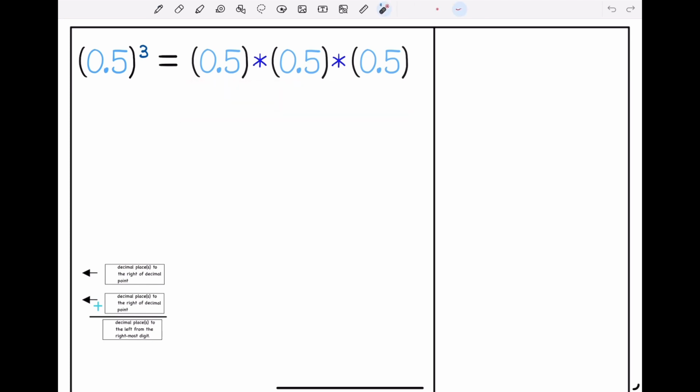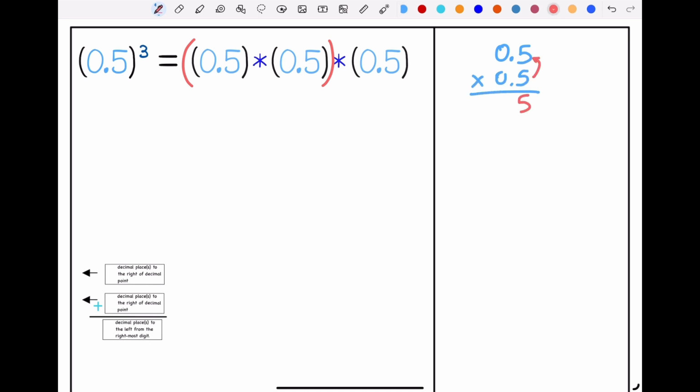So what we're going to do is use the associative property, multiply 2 numbers at a time, and continue that process until we run out of 0.5s to multiply with. Alright, so we're going to group the first 2 0.5s and multiply them together. So let's do that over here. So we have 0.5 times 0.5.